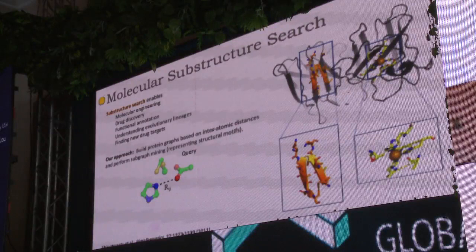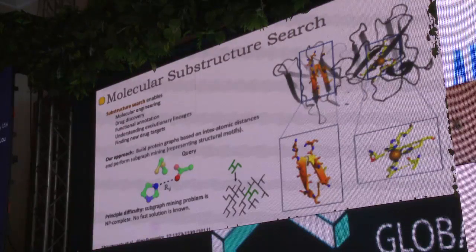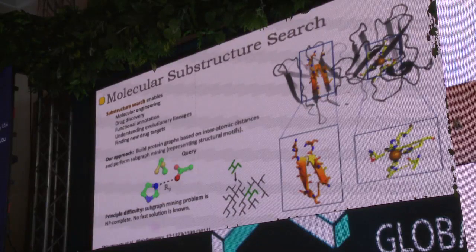There are so many applications for this, such as molecular engineering, drug discovery, functional annotation, finding new drug targets. The approach is to build a graph theoretical representation based on interatomic distances, of all the structures that are available to us right now. But the principal difficulty is that subgraph mining is an NP-complete problem, which means it's very, very hard. Nevertheless, David Shirvanyans has found a solution.